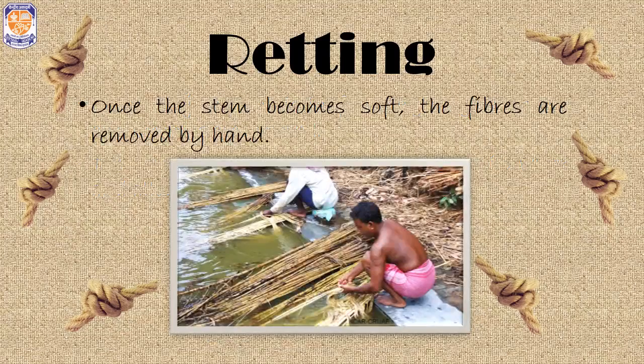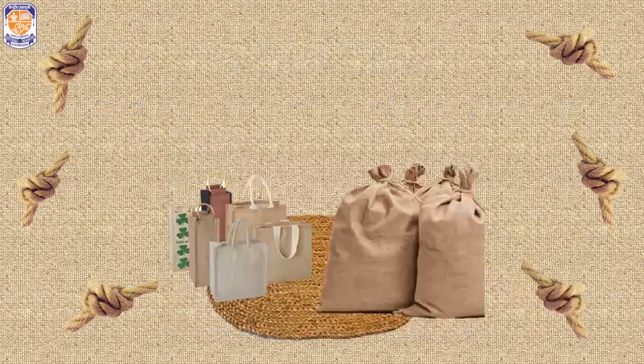So once the stem becomes soft, only the fibers are left, and the rest of the parts decay and disappear. So then the fibers are removed or separated by using hands. So this was all about retting. So by the process of retting, the jute fibers are obtained and then the jute fibers are sent into the factories where they are spun into yarns, and then the yarns are used to make fabrics.